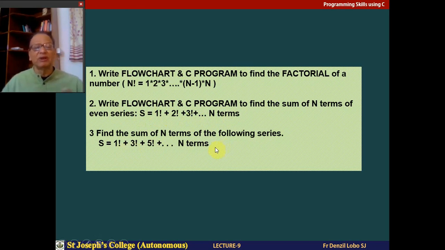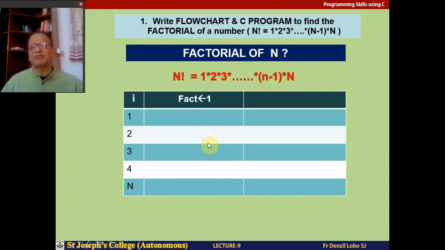So let us go through and find out how to do it. First of all, it is always important to understand how to analyze the problem. And once you have written the flowchart, it is easy to write any C program. So we shall take the first one: write a flowchart and C program to find the factorial of a number.